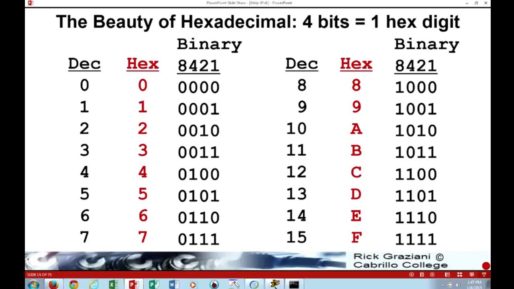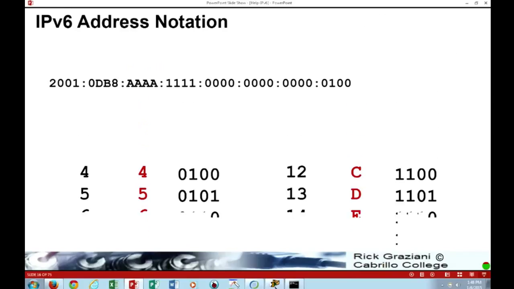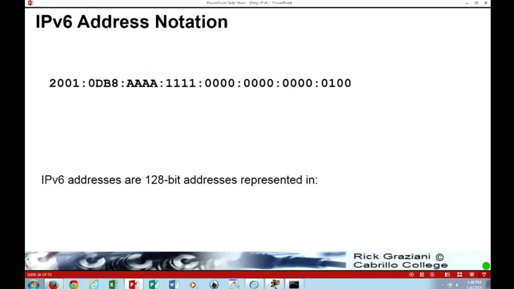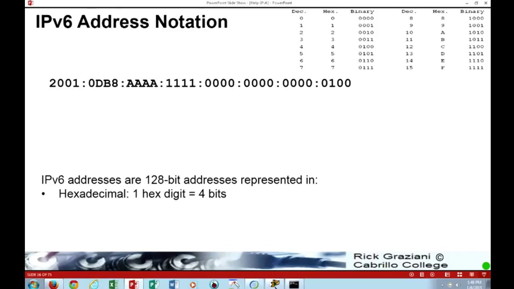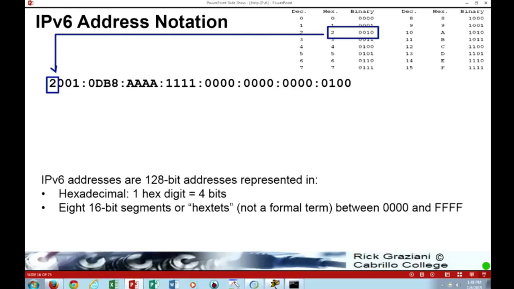But any hexadecimal digit, or any 4 bits, I should say, can be represented by a single hexadecimal digit. This makes addressing so much easier once you get used to looking at the addresses. And you will. Okay, so here's the IPv6 address notation in hex. One hex digit is 4 bits. So each one of these is 4 bits.